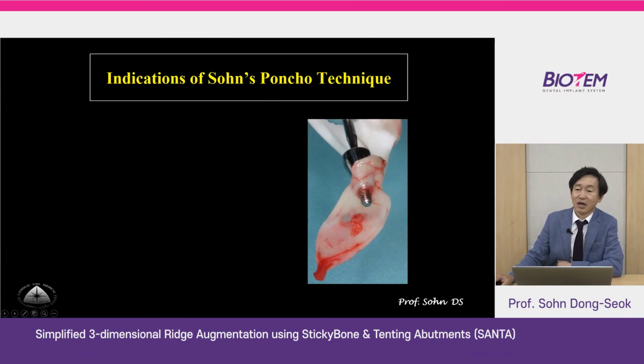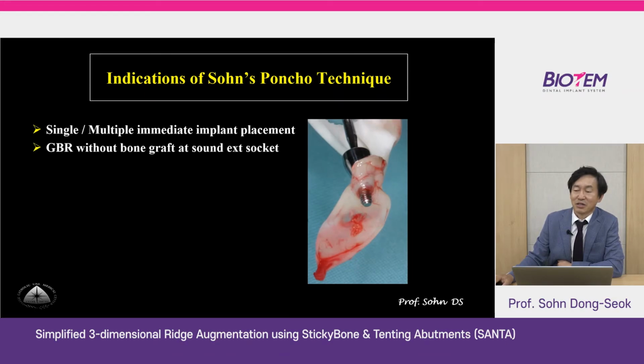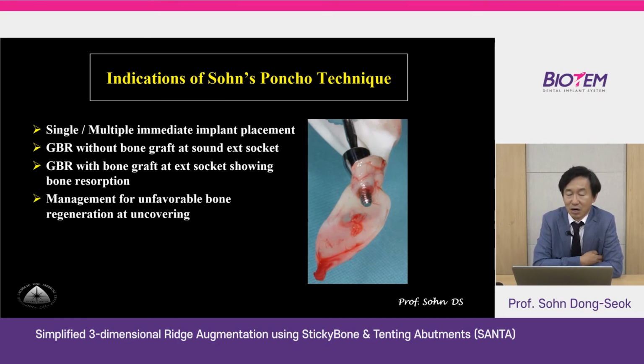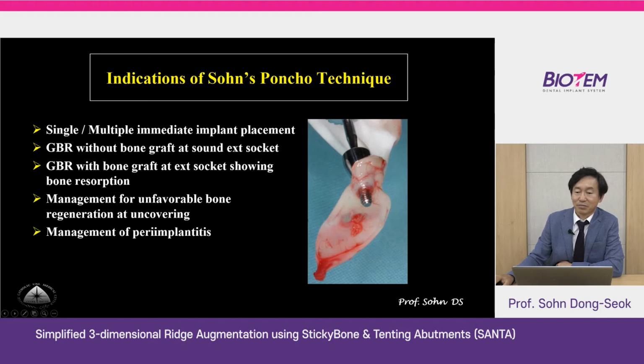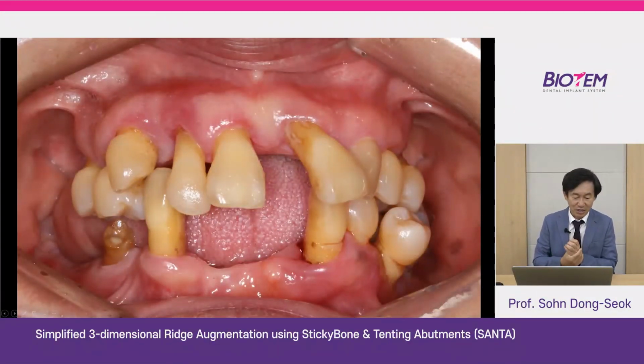This slide shows you the indications of the Pancho technique. You can use this technique for single or multiple immediate implant placement as a one-stage procedure with the grafting bone graft. Or you can use this technique for GBR without bone graft at a sound extraction socket. You can use this technique for GBR with bone graft at an extraction socket showing bone resorption. This technique is indicated for management of peri-implantitis. Okay, here's a case using the Pancho technique.